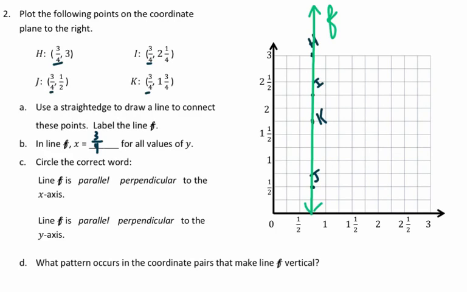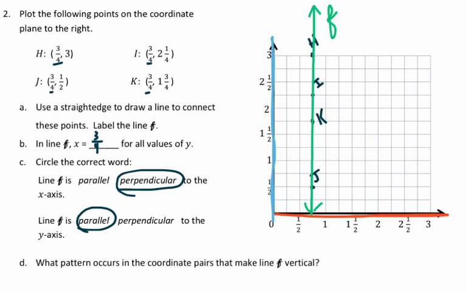Okay, so C says circle the correct word. Line F is parallel or perpendicular to the x-axis. Well, this is the x-axis right here. So it's perpendicular, not parallel to that. It's perpendicular to the x-axis. And line F is parallel or perpendicular to the y-axis. Well, this is the y-axis, and that would be parallel. So line F is parallel.